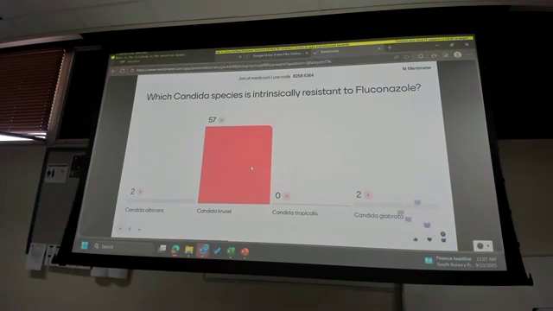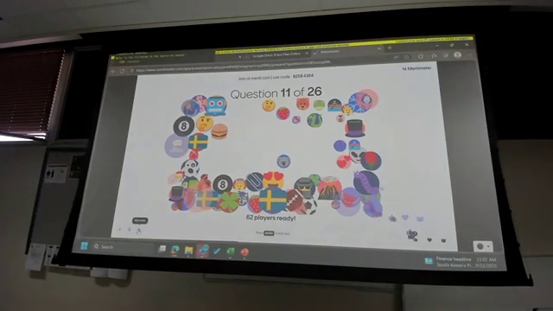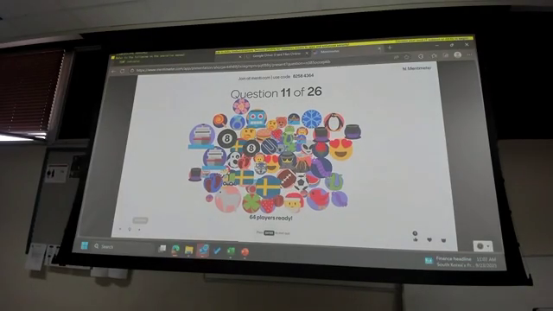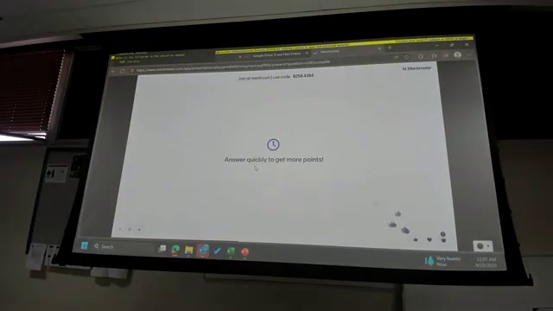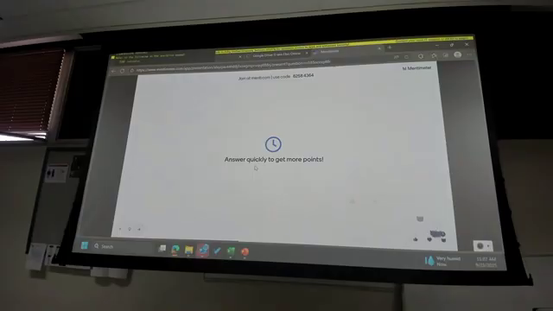And what Candida species has increasing resistance to fluconazole where we need to use an echinocandin? Yes, glabrata. Who is that over there? I think he said it first. Next up.